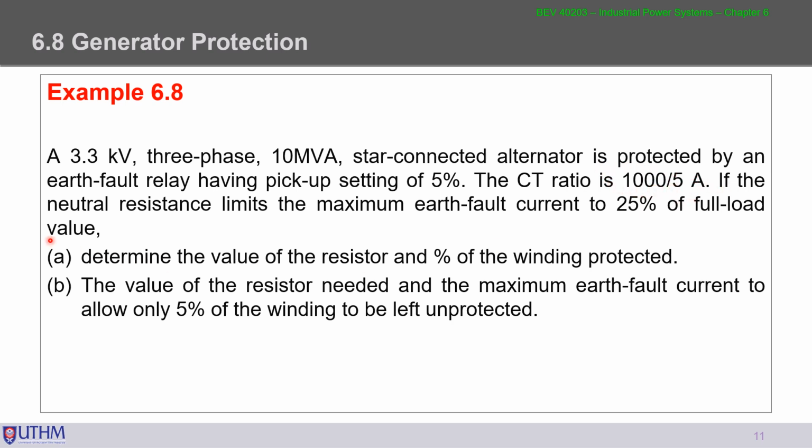If the neutral resistor limits the maximum earth fault current to 25% of full load value, A, determine the value of the resistor and percentage of the winding protected, and B, the value of the resistor needed and the maximum fault current to allow only 5% of the winding to be left unprotected.